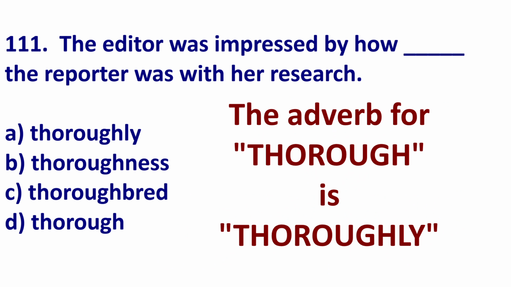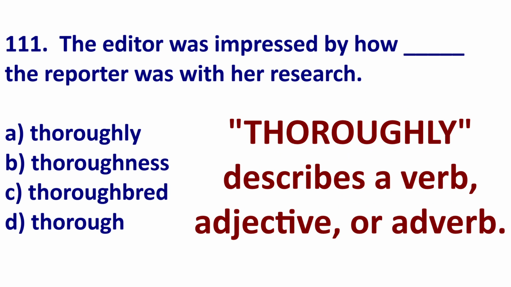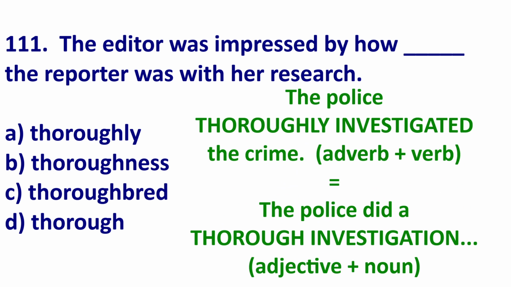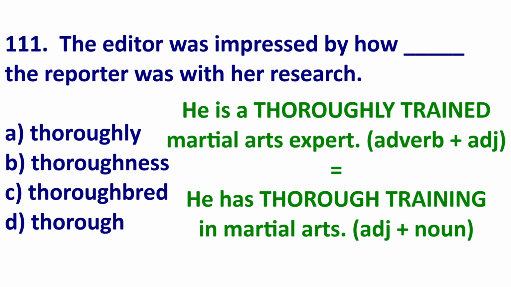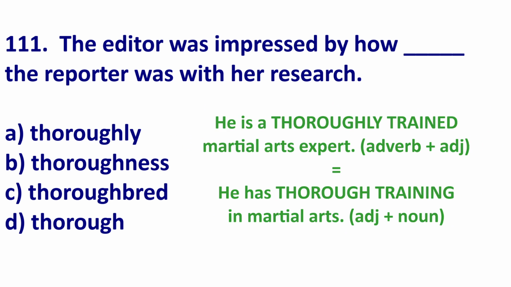Let's look at one adverb of thorough. The adverb of thorough is thoroughly. And remember, an adverb describes an action, an adjective, or another adverb. Here are some examples. The police thoroughly investigated the crime. So thoroughly describes the verb investigated. So they did a thorough investigation, they thoroughly investigated. Or he is a thoroughly trained martial arts expert. So he knows a lot of details, and thoroughly is describing the adjective trained here.